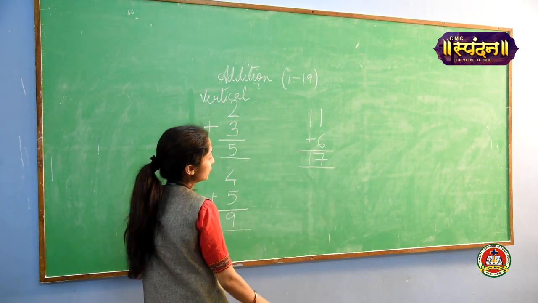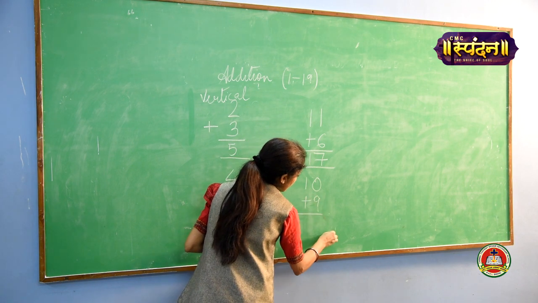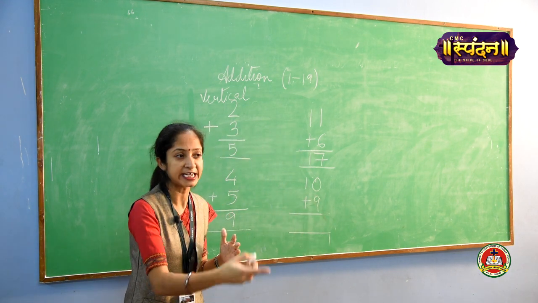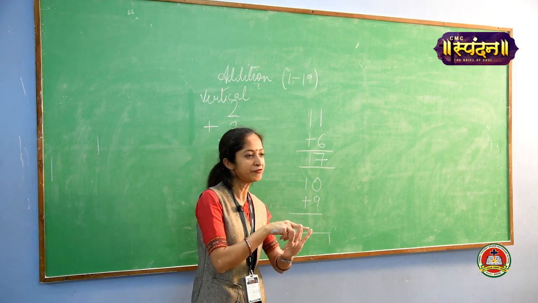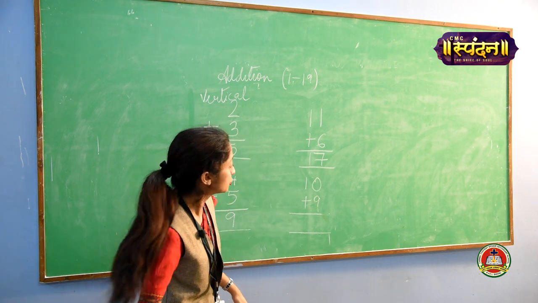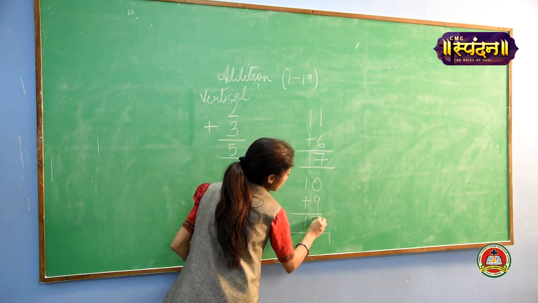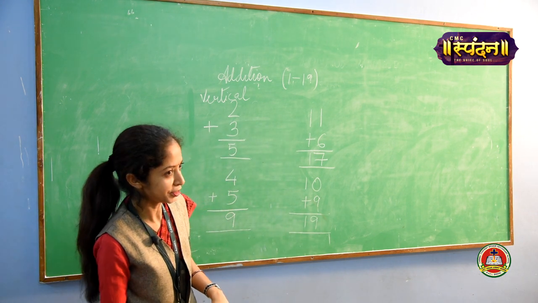Is it clear? If I give you next number 10 plus 9. Now after 10 you are going to count the next 9 numbers: 10, 11, 12, 13, 14, 15, 16, 17, 18 and 19. Okay, so that it comes to 19. I hope this is clear what is horizontal and vertical addition.